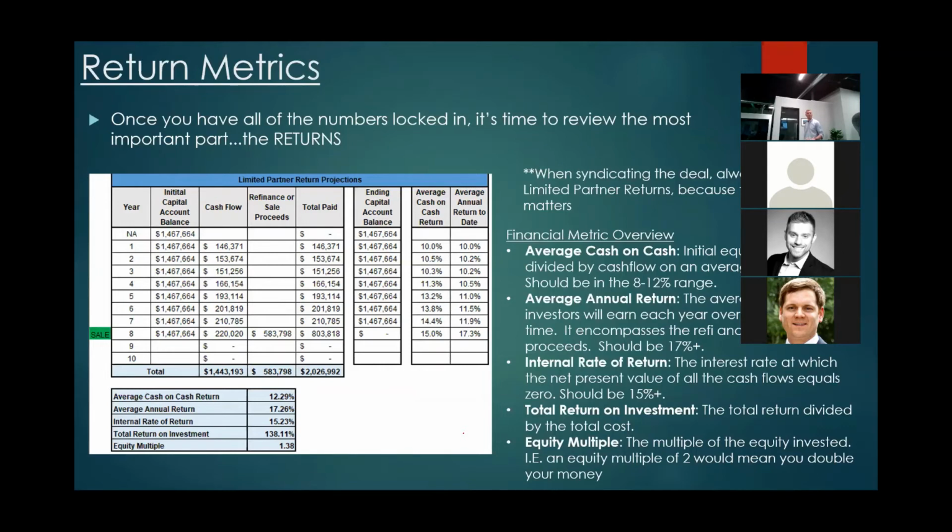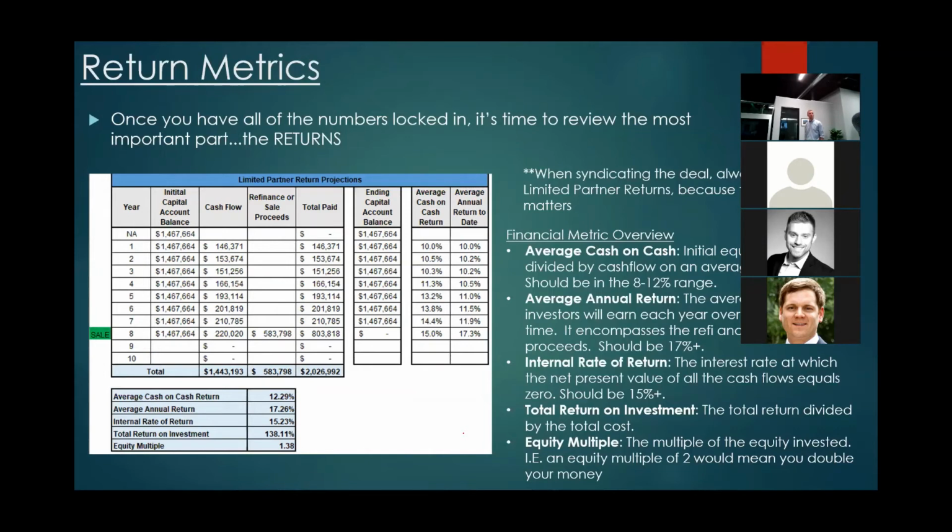I like to see it anywhere from 8 to 12% averaged out. So as you can see, it hits that number. Average annual return is the average amount investors will earn each year over a given period of time. So really, the easy way to look at it is the cash on cash return plus any proceeds from a refinance or sale. The average annual return encompasses that number.